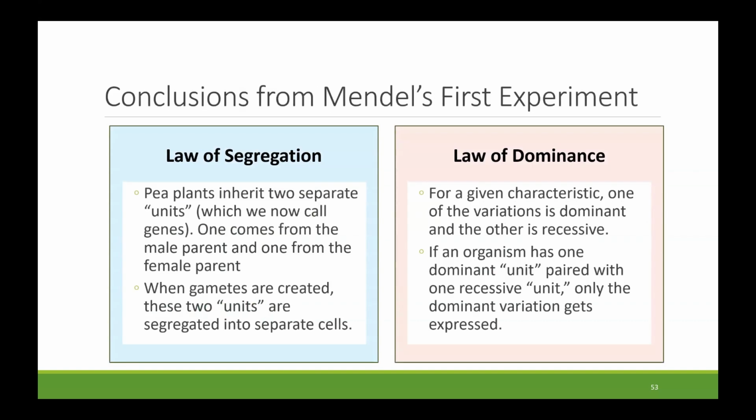So in summary, the conclusions that came out of Mendel's first series of experiments were these 2 ideas of the law of segregation and the law of dominance, which still form the foundation of our understanding of modern genetics well over a century later.